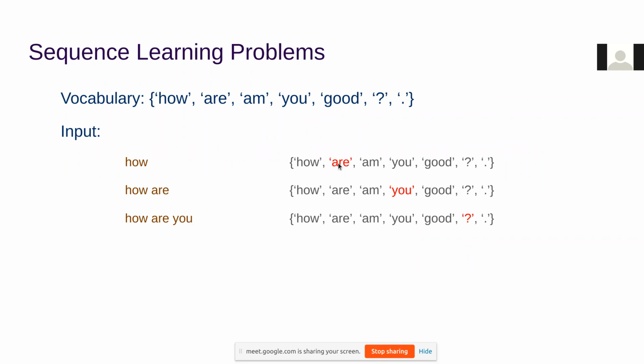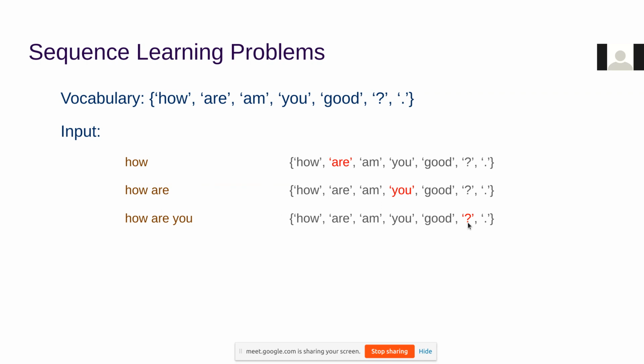So for the sequence how are, the next likely word will be you. Even by intuition you can see it, though it is a very short vocabulary here, among these many words, you is the most appropriate word to be present in the sequence after the word are. So if you feed this how are you, the next likely word in this vocabulary is this question mark.